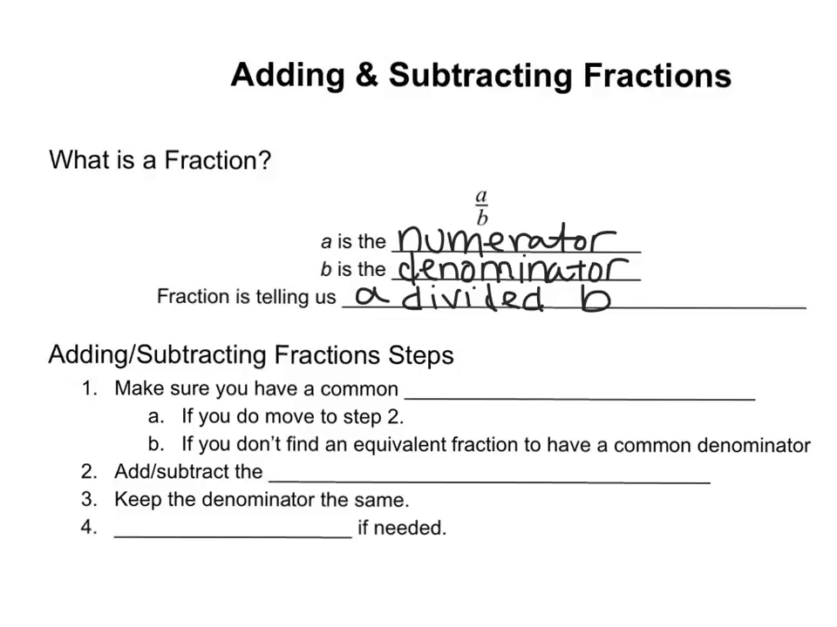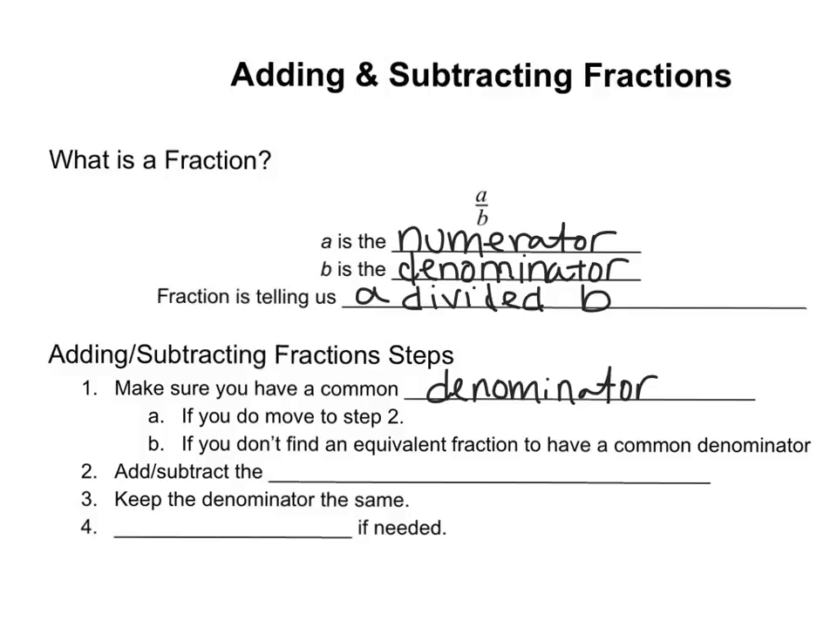When we talk about adding and subtracting them, we have these steps to follow. The first one is to make sure we have a common denominator. If you do, it's easy, move to step 2. If you don't, you find an equivalent fraction to have a common denominator. We'll talk about what that looks like in a second.